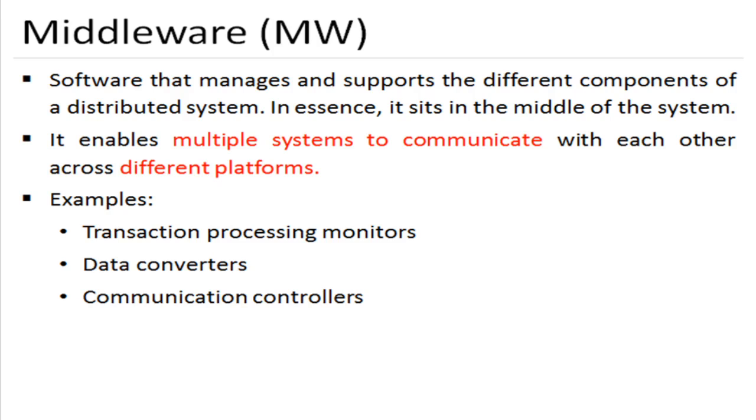A middleware is a software that manages and supports the different components of a distributed system. It is in the middle of the system. It enables multiple systems to communicate with each other across different platforms. Some of the examples of middleware are transaction processing monitor, data converters, and communication controllers.